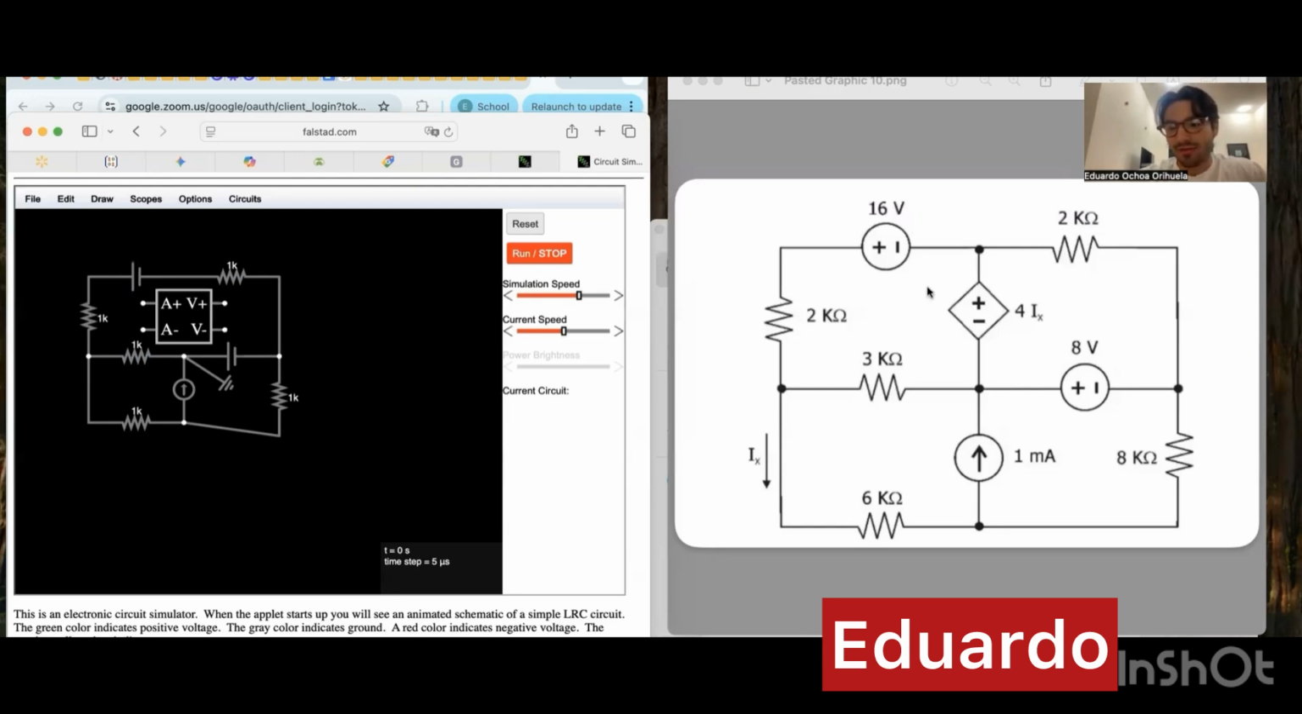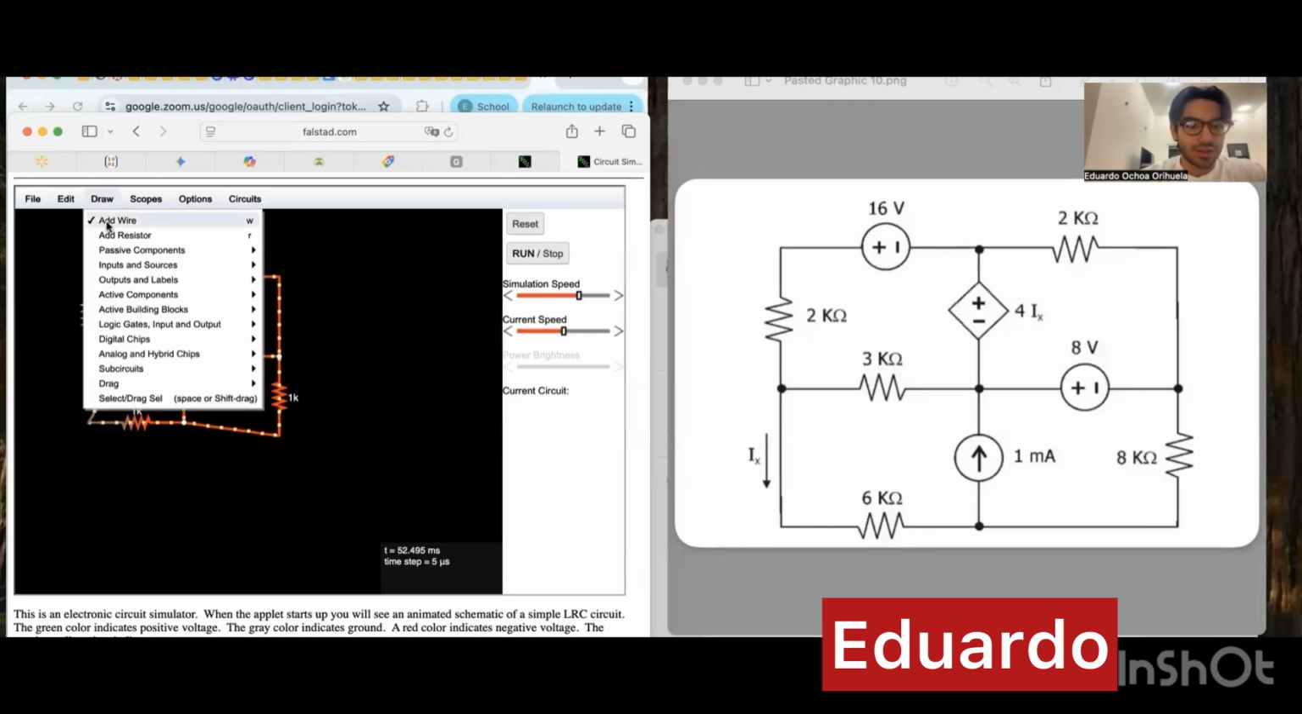And finally, we have this voltage source that depends on current, so it's a current controlled voltage source. And we're going to connect it as well. Wait, this cable needs to disappear. Which cable is it? It's this one. And we can run it. All of the components are found here on the draw. So we have the wires, which are these, the parts of the circuit that don't have any component, and the resistors.